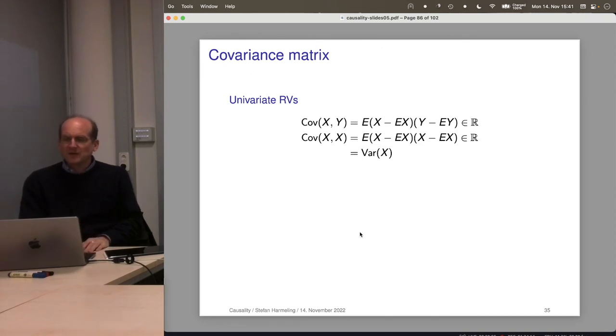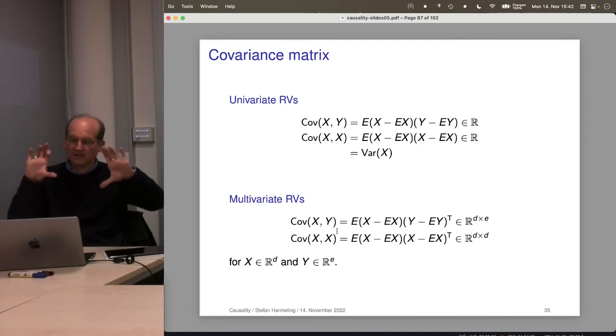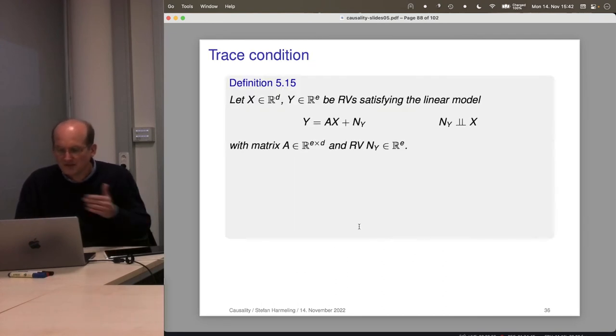Okay, so for univariate random variables, the covariance is just a single number, right? And as I said, if you plug in x and x, you get the variance. So far, so good. For multivariate random variables, the covariance is a matrix. We have a vector x in this case and a vector y, and we get a D times E matrix. Or if we plug in the X twice, then basically we get the typical covariance matrix that we have, okay? But we can also have it for two different vectors. That's also possible. That was just a reminder.